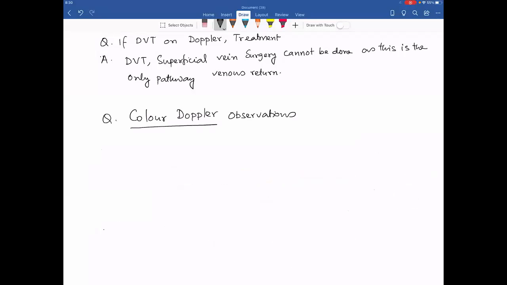Sir, the observations in a color Doppler are, point number 1, whether the deep vein is patent or blocked. Point number 2, reflux through perforator.